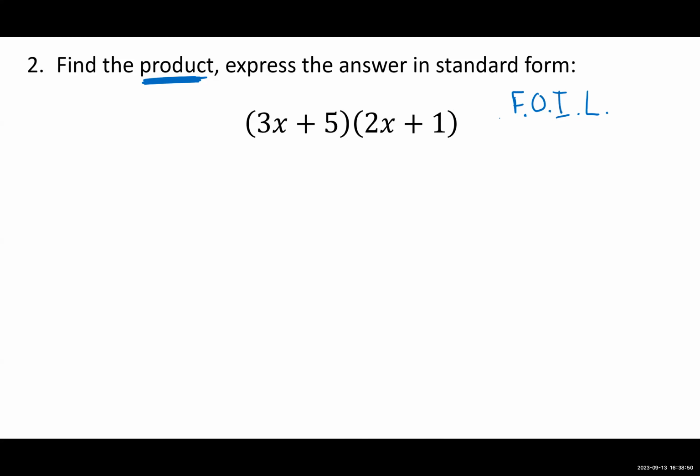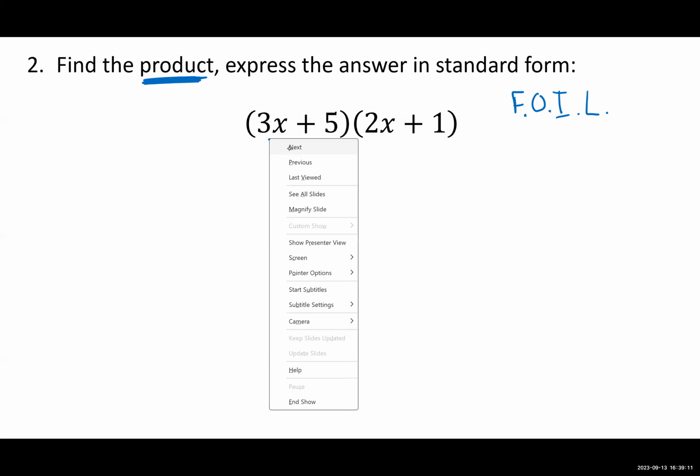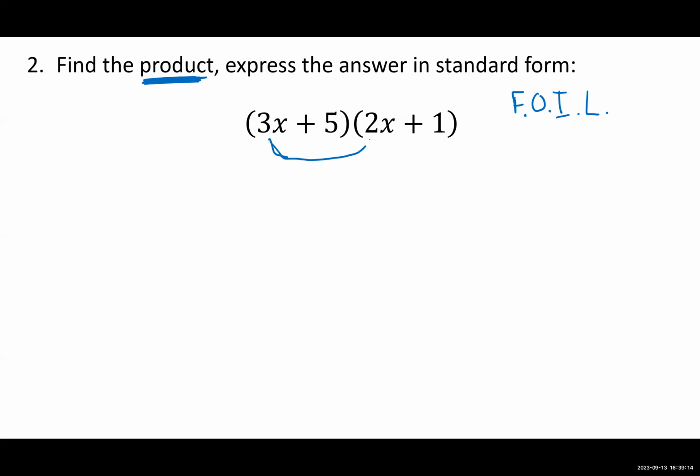FOIL stands for first, outer, inner, last. It's just a way to systematically go through and do the multiplication. The order doesn't matter; there's no specific order you have to multiply in. So first term times first term, 3x times 2x, will give us 6x squared. 3 times 2 is 6, x times x is x squared.